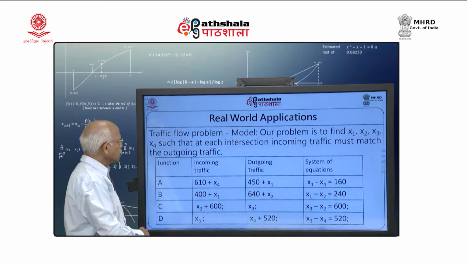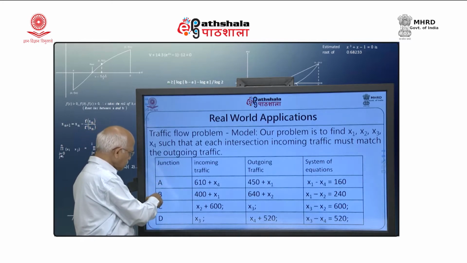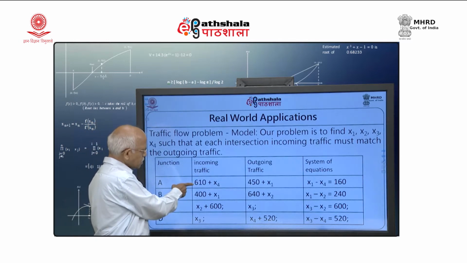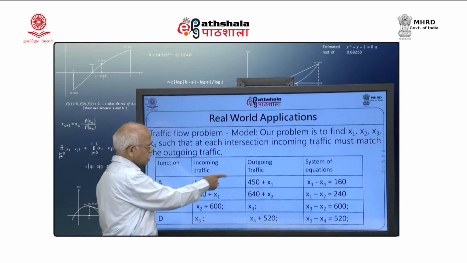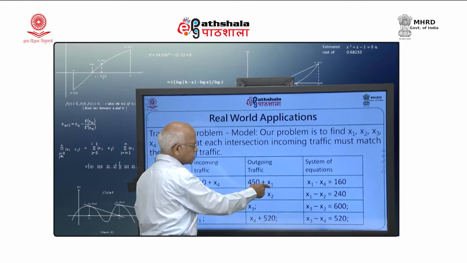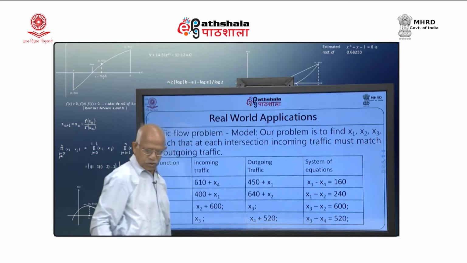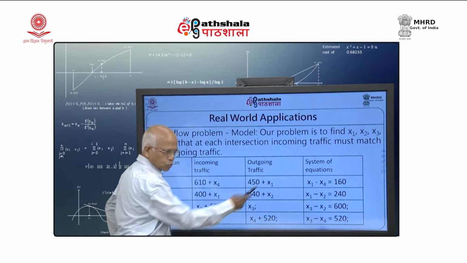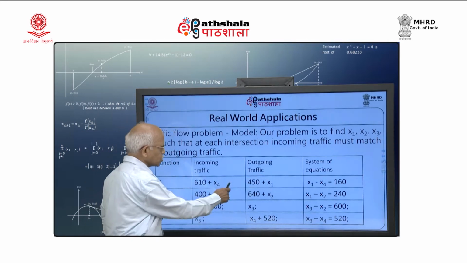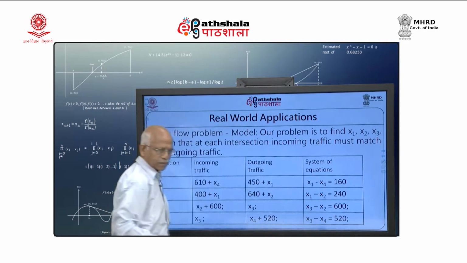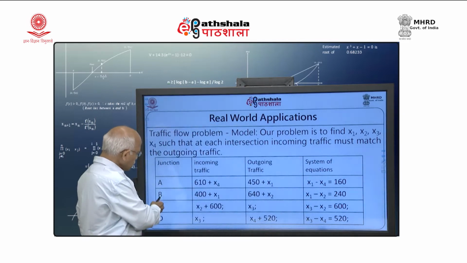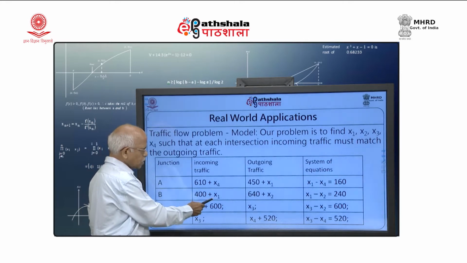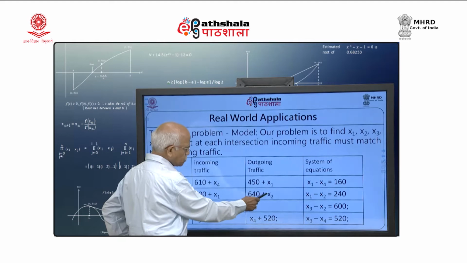in this table junction A, B, C, D. At junction A, incoming traffic is 610 plus x 4, outgoing traffic is 450 plus x 1, and subtracting, x 1 minus x 4 equals 160. So when I equate these two expressions, I will get an equation in this form. Similarly, I am doing it at junction B. Incoming traffic is 400 plus x 1, outgoing traffic is 640 plus x 2.